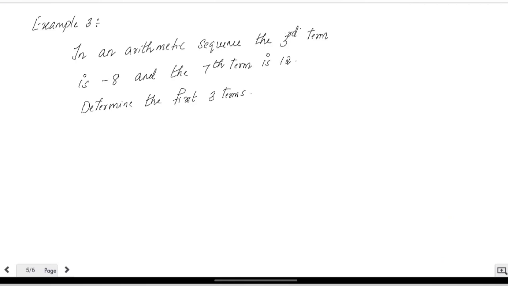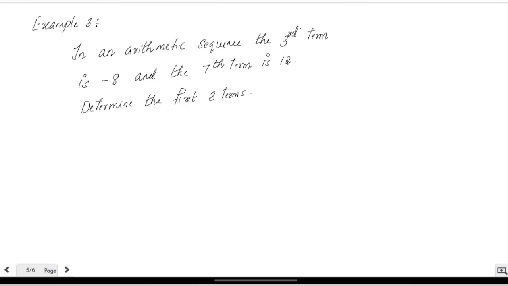Example 3. In an arithmetic sequence, the third term is minus 8 and the seventh term is 12. Determine the first three terms. So you have to find what T1, T2, T3 are. Sometimes you will be asked to find the sequence, whether it is geometric or arithmetic. When the question is find the sequence, you have to find the first three terms. Here they specifically told you to find the first three terms.